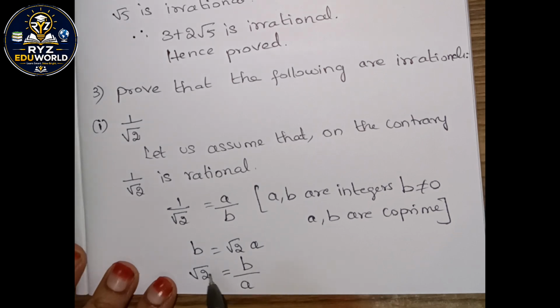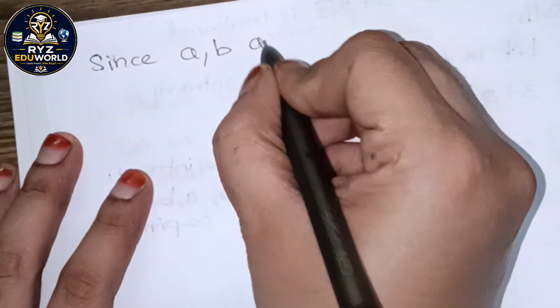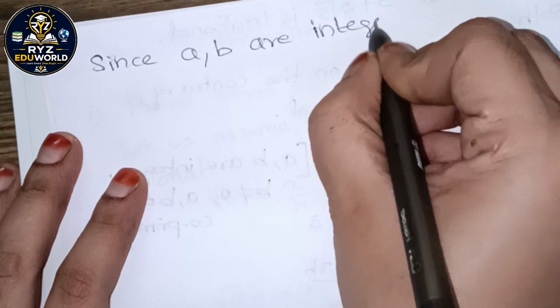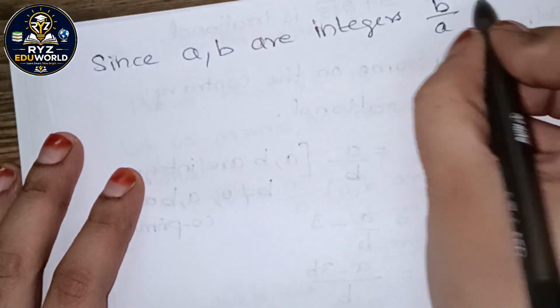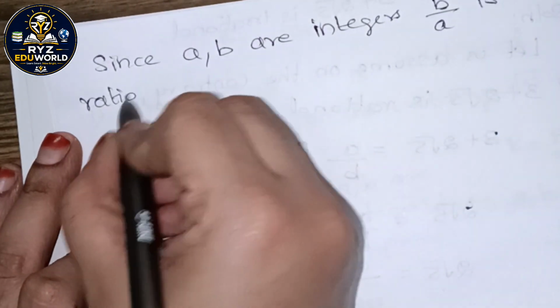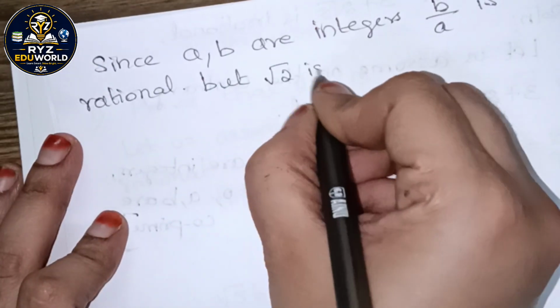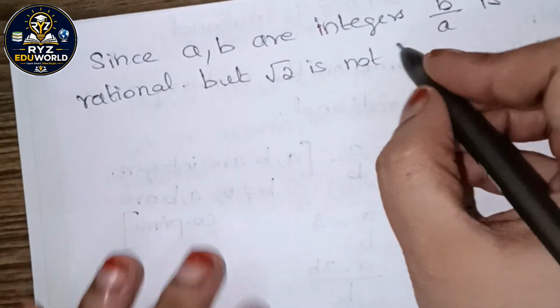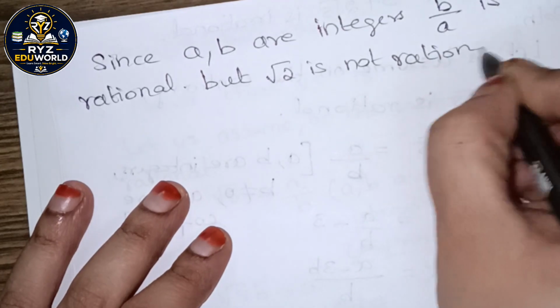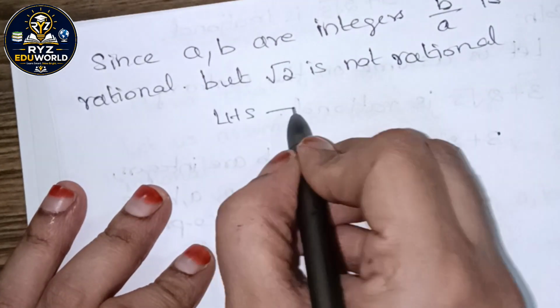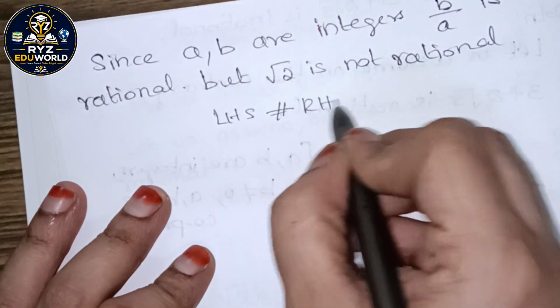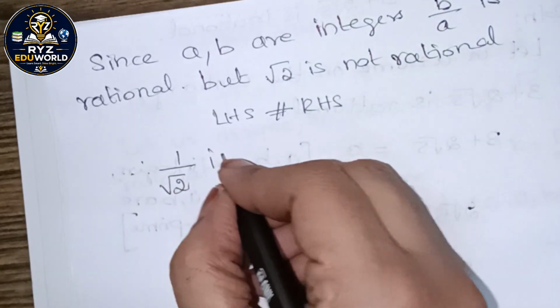Now if you look at it, here √2 is an irrational number, and this b by a is a rational number, because a and b are integers. Okay, since a, b are integers, b by a is rational. But √2 is not rational. That is, LHS is not equal to RHS. √2 is irrational.